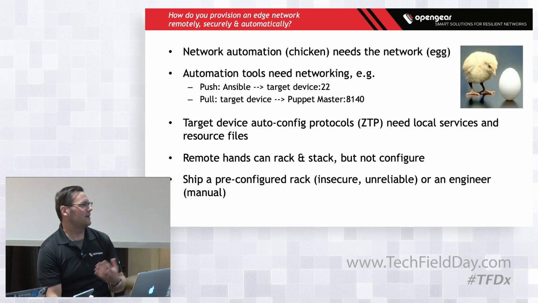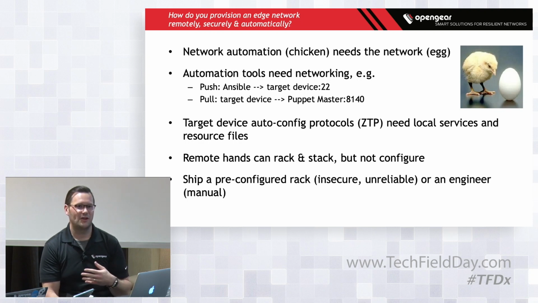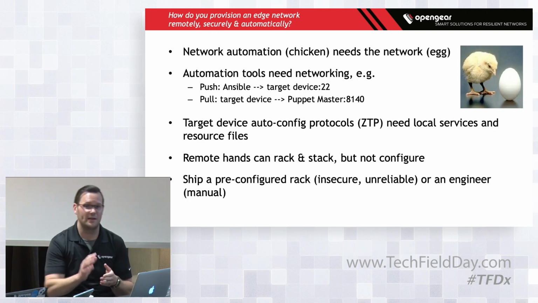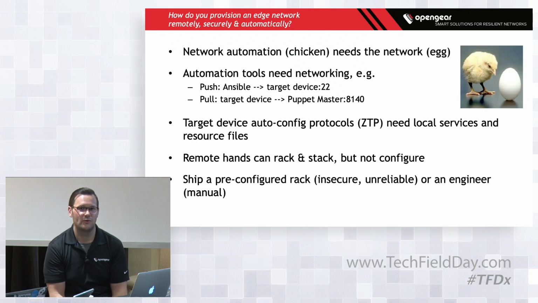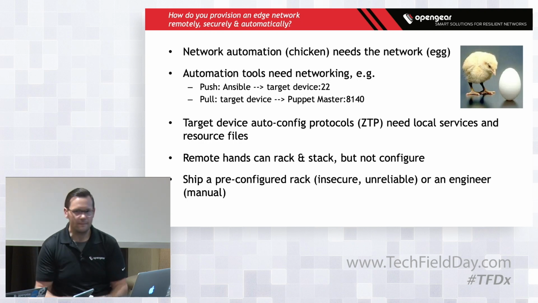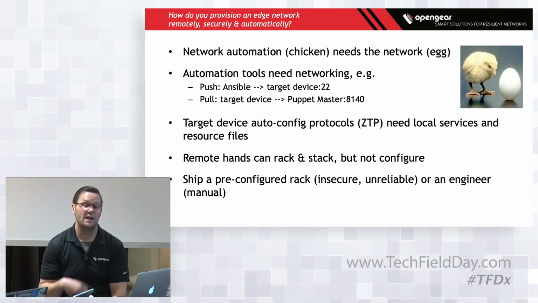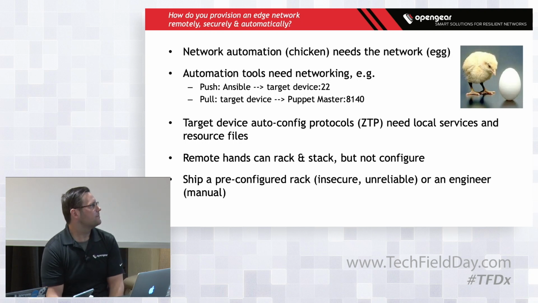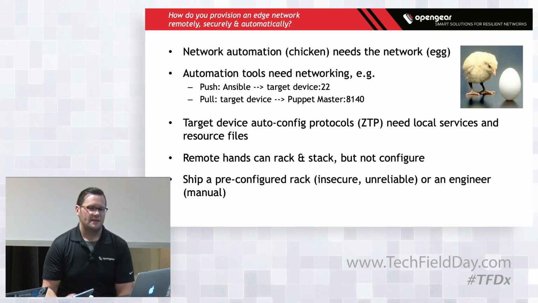So if you're looking at something like an agentless approach like Ansible, it needs to be able to go and log into the devices that it's trying to automate via SSH and push its code. Or if you're looking at something like Puppet that runs an agent, that agent needs to be able to reach back to the Puppet master. Either way, they need the network there. So if the network isn't there, if you're provisioning a new network, for example, or if the network goes down, then your automation fails.